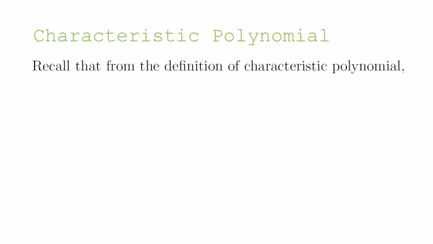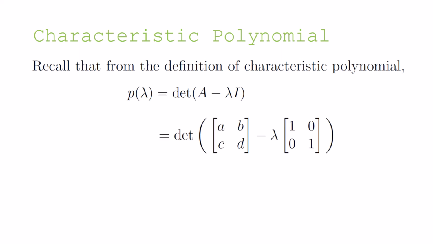Recall that from the definition of the characteristic polynomial, p of lambda equals the determinant of A minus lambda times the identity matrix. This is equal to the determinant of the matrix with entries a, b, c, d minus lambda times the 2x2 identity matrix. And this is equal to the determinant of the matrix with entries a minus lambda, b, c, and d minus lambda.